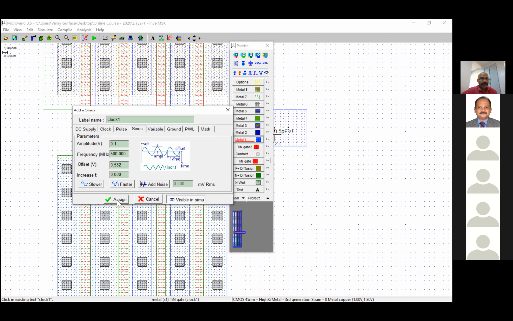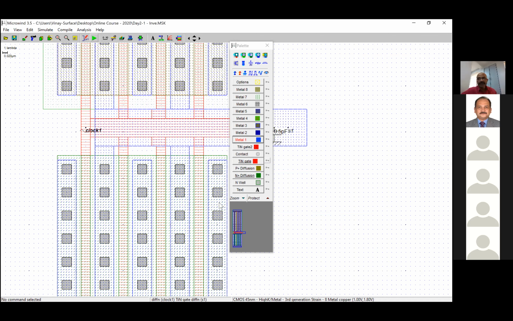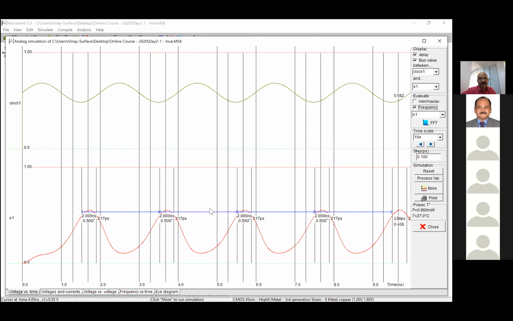I give a 0.1 amplitude sinusoidal waveform, which is a very small sinusoidal waveform. So you can see that it amplifies a signal. Maybe not exactly the same shape as the sine wave, but quite close and good enough.